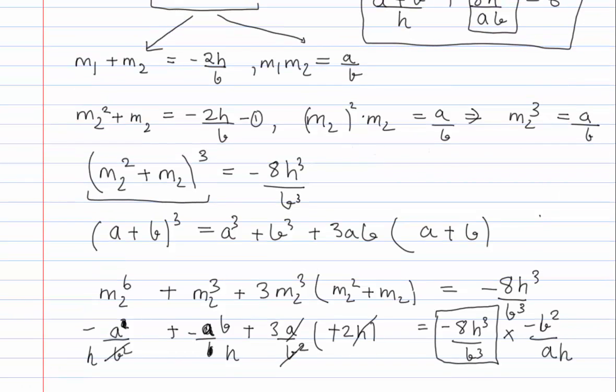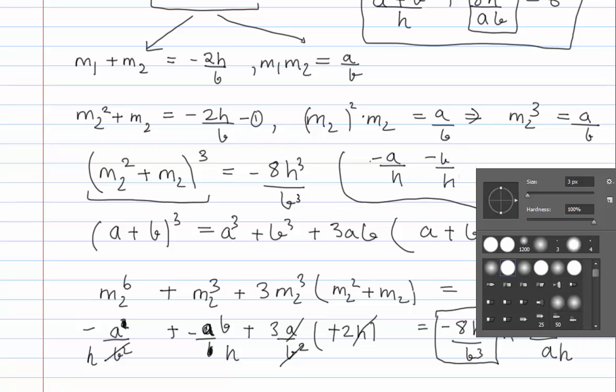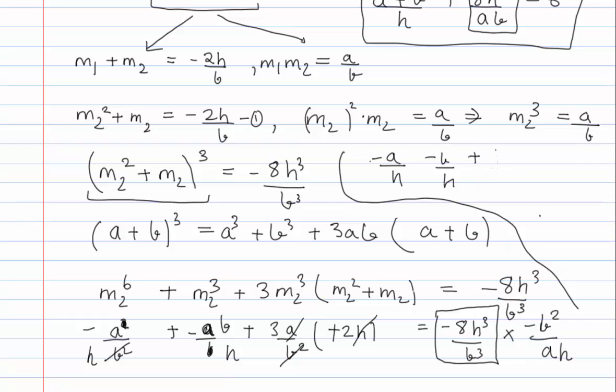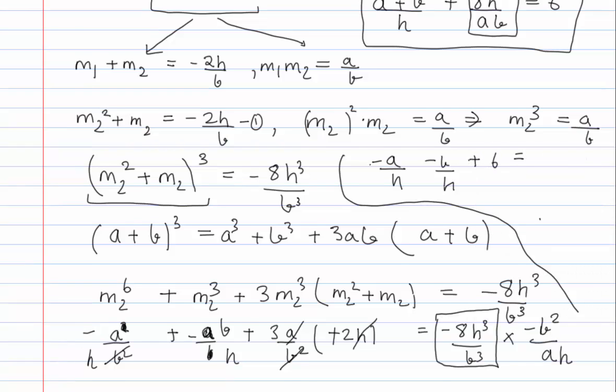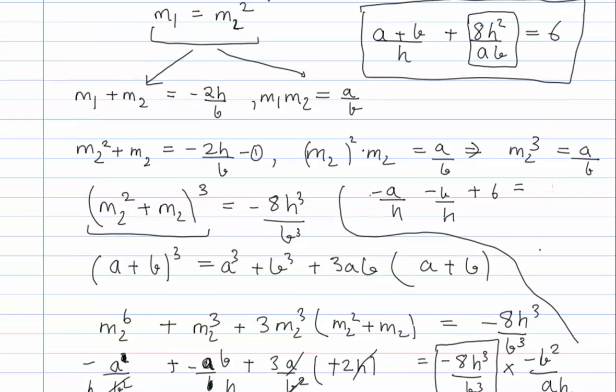So let me write, we are running out of space, so let me try to write it here. So the first term is minus a upon h. The second term is minus b upon h. The third term is just 6, and then on the RHS we have 8h square upon ab. Well, just bring these two terms on the right hand side and we are just going to get exactly the same thing. So we just proved this.